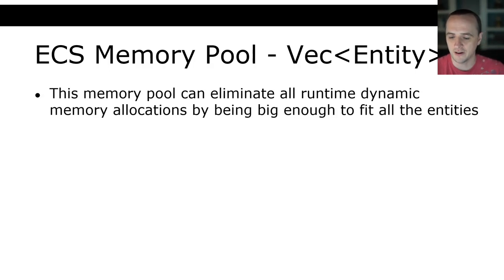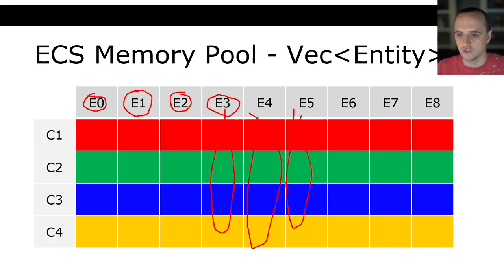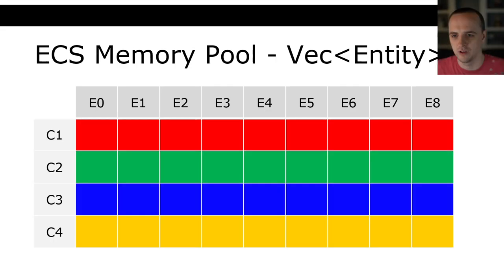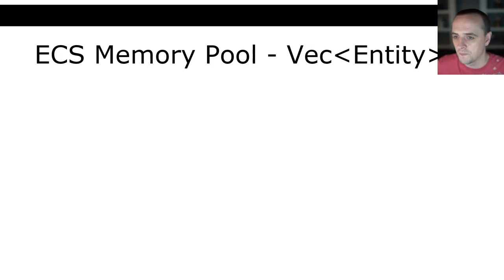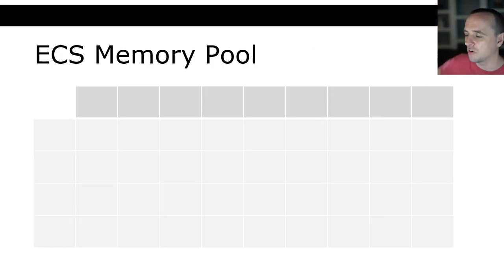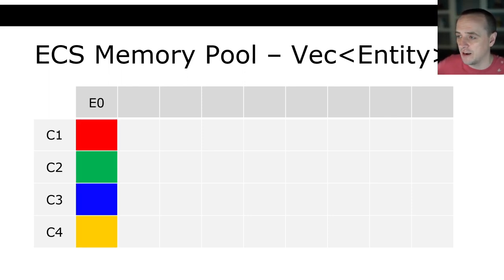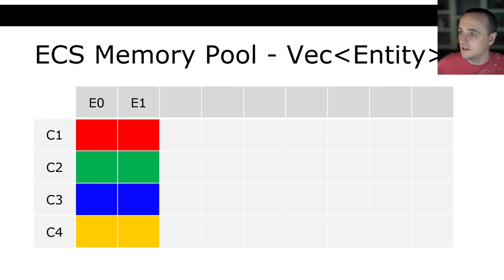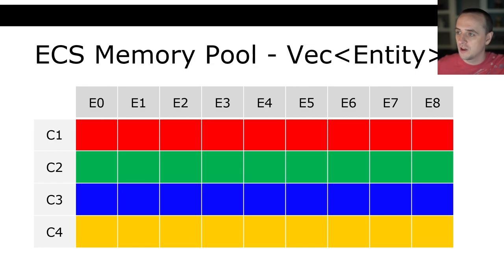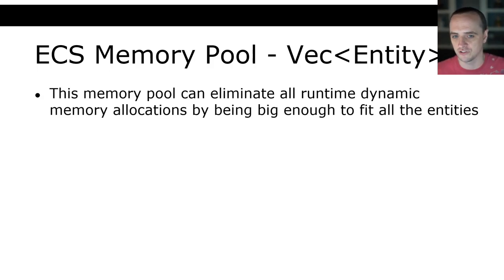So with this solution, the memory pool can eliminate all dynamic memory allocations by being big enough to fit all the entities, right? If I go back here, let me just get rid of all these things. If I know, for example, that I'm only ever going to have 8 entities in my game, whenever I add the first entity, I can just add it right here at the beginning. When I add the second entity, I can add it right here, and so on and so forth. I'm controlling where the memory is, so I don't need to say, malloc, please go get me some space, because I can keep track of the empty places in this memory pool really easily, okay? So the memory pool is eliminating the dynamic memory allocations.